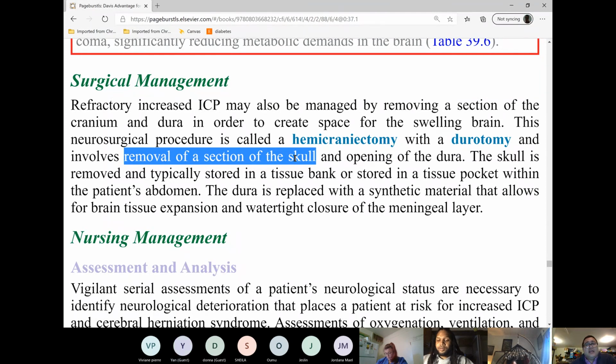They usually do a marsupialization after this procedure, meaning the piece of the skull is either put in a tissue bank or in the patient's abdomen. If we put that in the patient's abdomen, this is called marsupialization. What is a marsupial? It's an animal that carries its baby in its pouch, like a kangaroo. So we're turning the patient into a marsupial by putting that skull inside the abdomen.